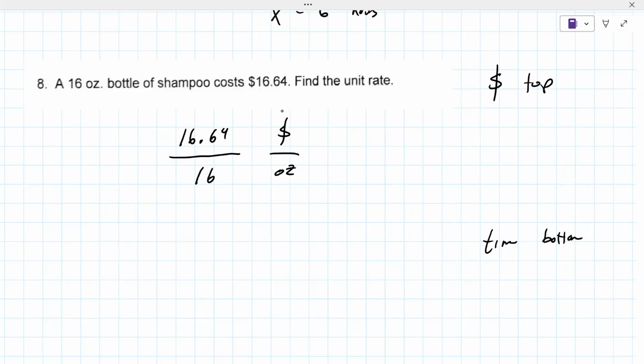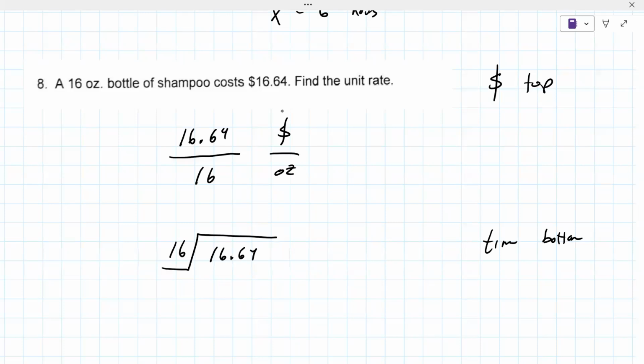Are you allowed to use a calculator or is this by hand? No, this is by hand. Okay. So unfortunately you're going to have to do the long division, 16.64 divided by 16.